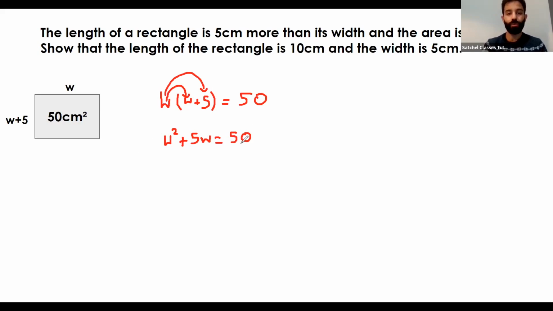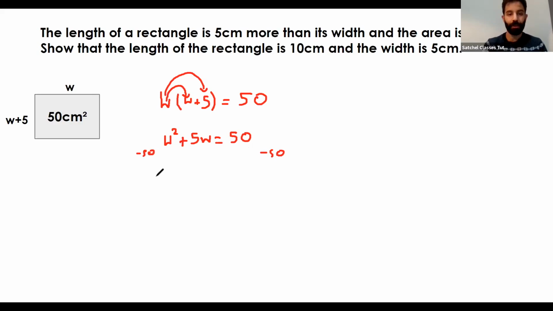Now, we have a quadratic equation here. We have a squared term in our equation. So this is going to be a quadratic. So to solve this, we need to bring all the terms on one side. So we want to equate this equation to 0. So what we can do is subtract 50 from both sides.